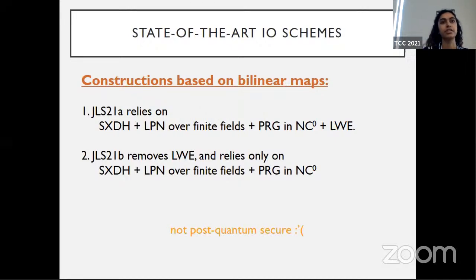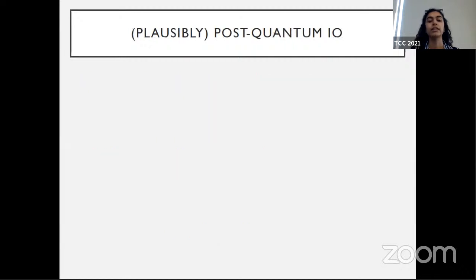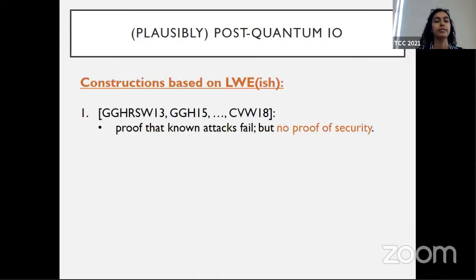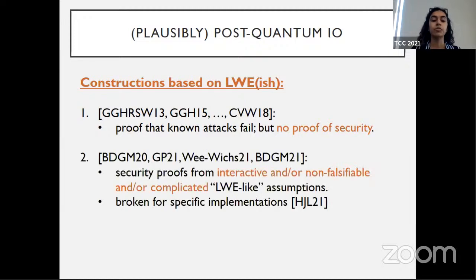Also, as I said, we do want to understand exactly which assumptions are necessary, which leads to another line of work on plausibly post-quantum secure IO based on LWE-ish assumptions. There was initially some work on heuristic constructions without a proof of security. More recently, we've seen some works that do have security proofs, but based on interactive and/or non-falsifiable and particularly complicated LWE-like assumptions. These assumptions are broken for specific implementations depending on the way that they're instantiated, which is why we're motivated to try to clean up these assumptions as much as possible.